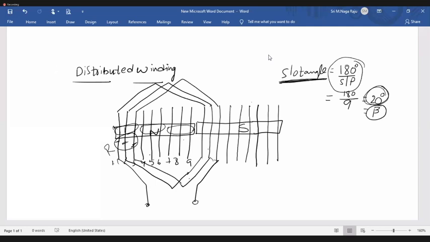Okay, I hope it is finished. Write down. In this case, the number of slots per pole, that is S by P, equal to 9. Therefore, slot angle beta equal to 180 degrees by slots per pole. That is 180 degrees by 9, 20 degrees. This is the slot angle.